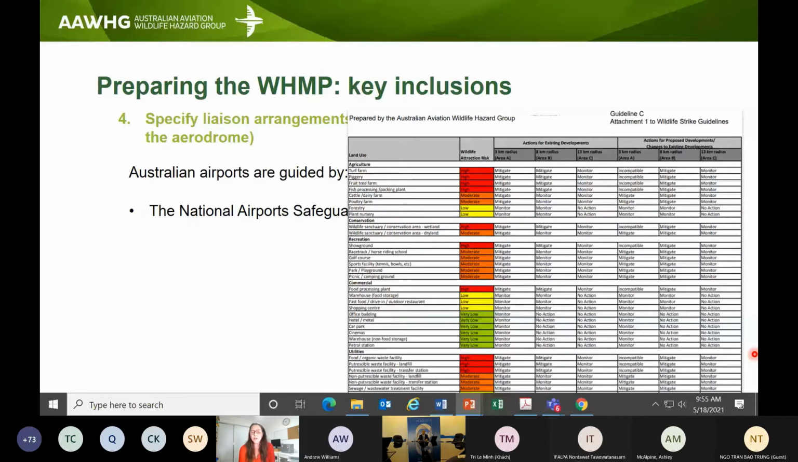And you can see that there's a range of actions recommended, from incompatible, in that they wouldn't be recommended at all, to mitigate, applying some sort of measures to manage the wildlife activity on that particular land use, or to monitor. Or in some instances, no action is required, depending on the land use and depending on its location relative to the airfield. So that's the national guideline for Australian airports.